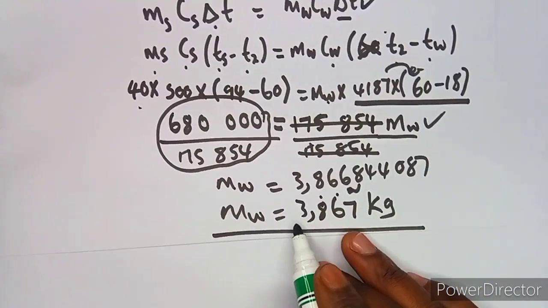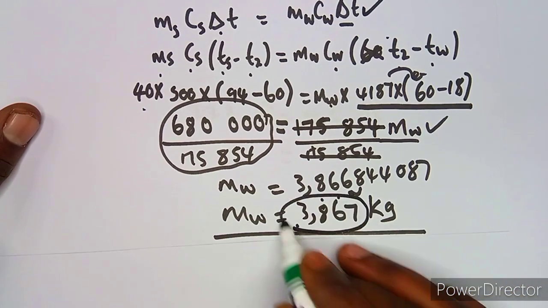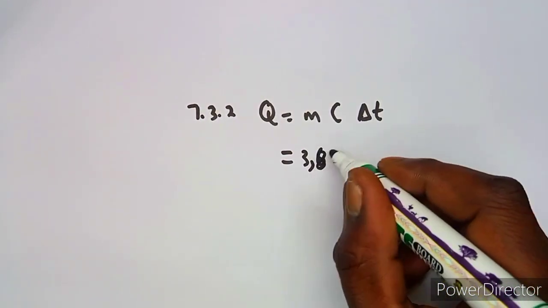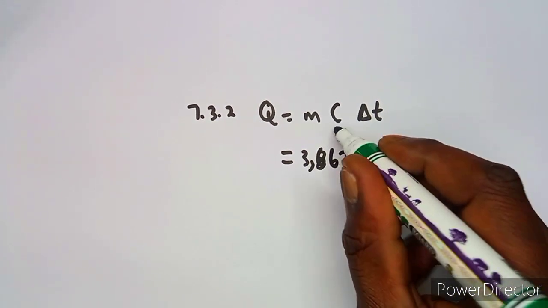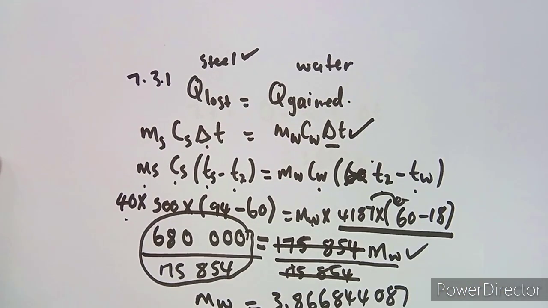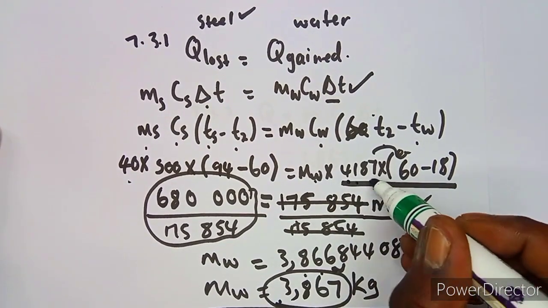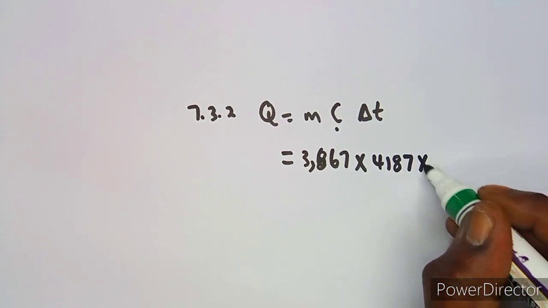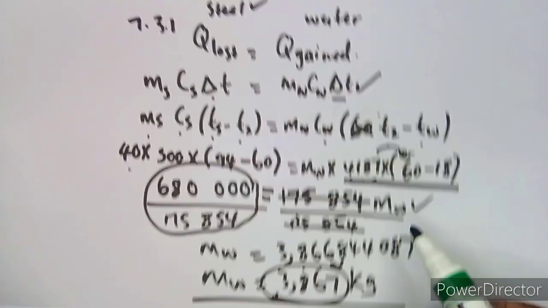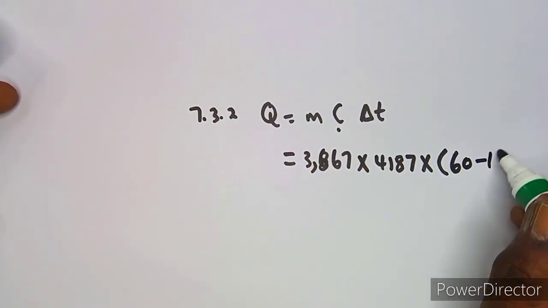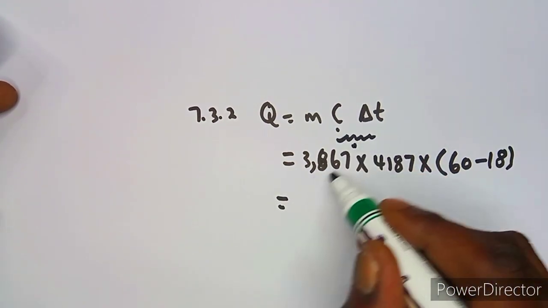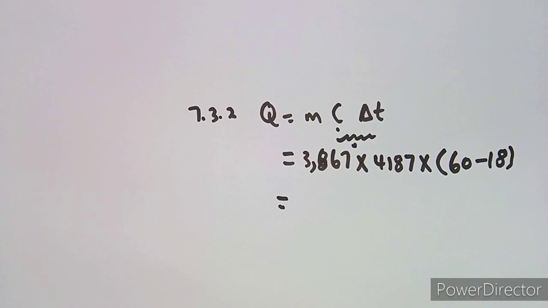So we've got the mass of water, this is the mass of water that we obtained, 3.867, by the specific heat capacity of water. It doesn't change. The one that we had, which is 4187. So you've got 4187 by the change in temperature. It does not change. This is the change in temperature, 60 minus 18. So it's 60 minus 18 like this. It's because of the rounding off that we did here that our answers are not going to be that exact.